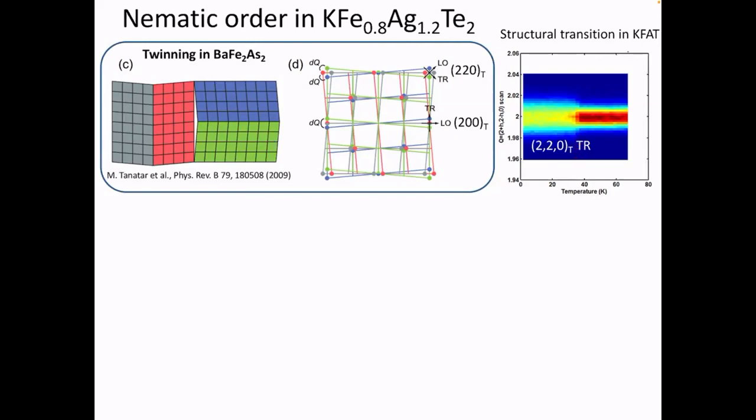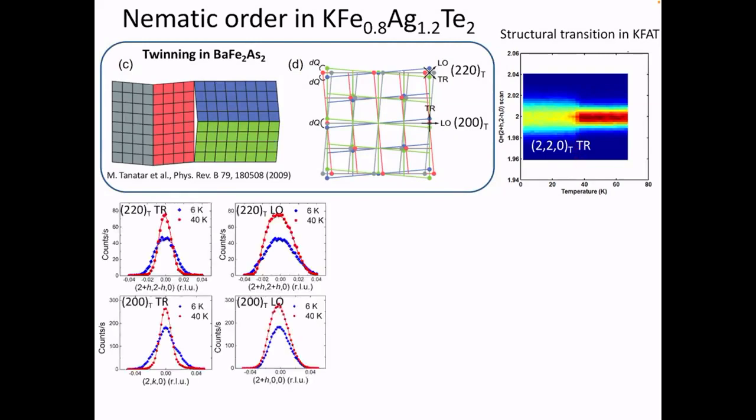And then when we do various scans at 200 and 220, very much similar to what was done in the case of the barium iron arsenide, what we saw was that there's clear splitting along the 220 transverse and longitudinal directions, whereas along the 200, only the transverse direction shows some clear broadening, whereas along the longitudinal direction, there's little or no broadening.